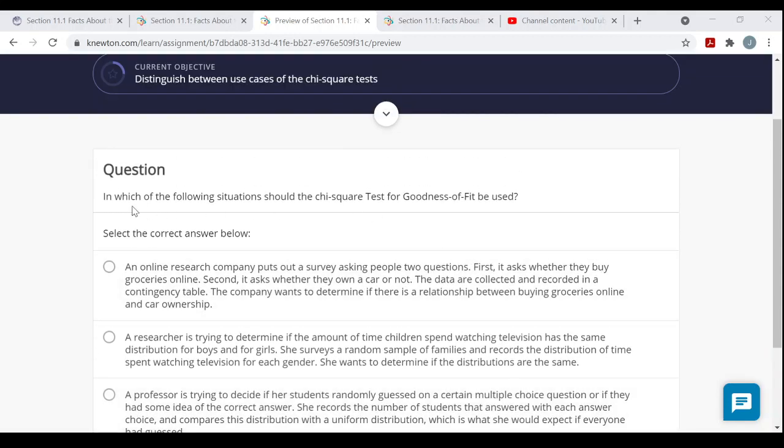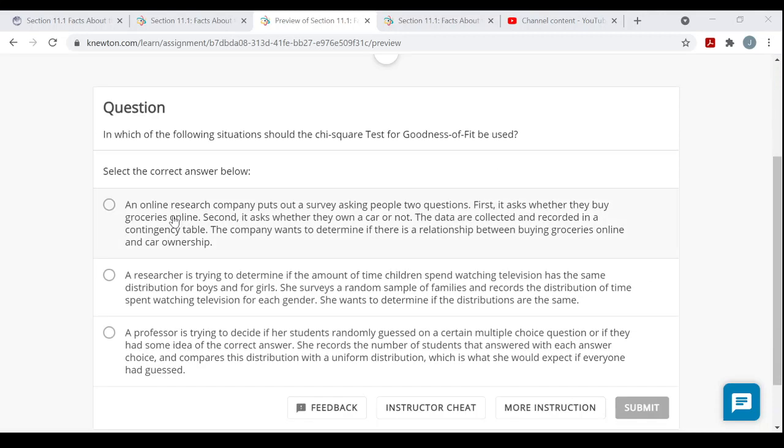Okay, so we're asked here, in which of the following situations should the chi-square test for goodness of fit be used? So again, that goodness of fit test is for when you're trying to determine if your sample's distribution fits a certain known distribution, right? Fits a uniform distribution, or a normal distribution or whatever. So let's read through these and see if we can figure that out.